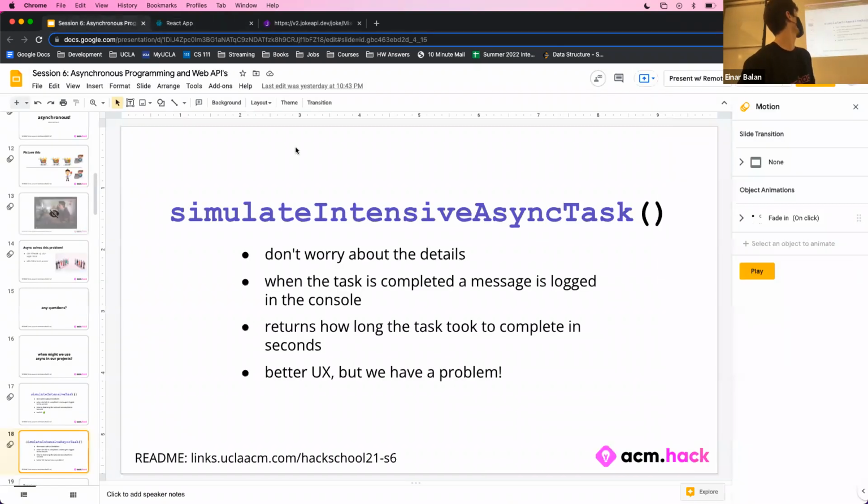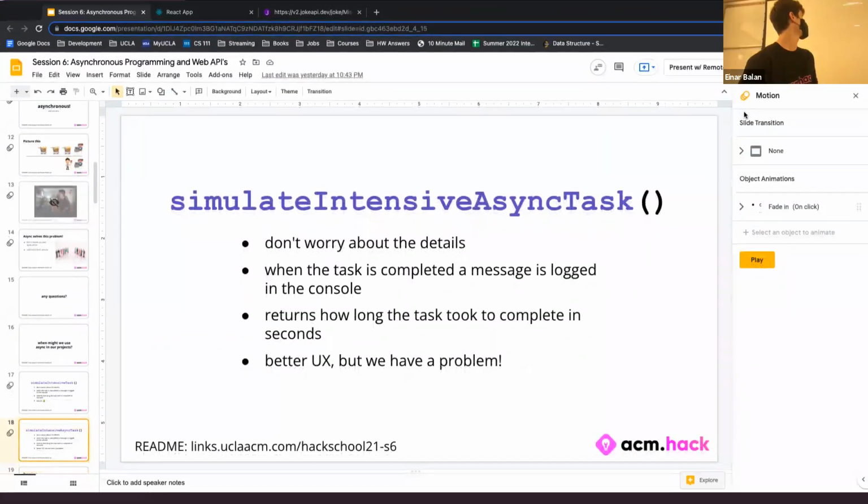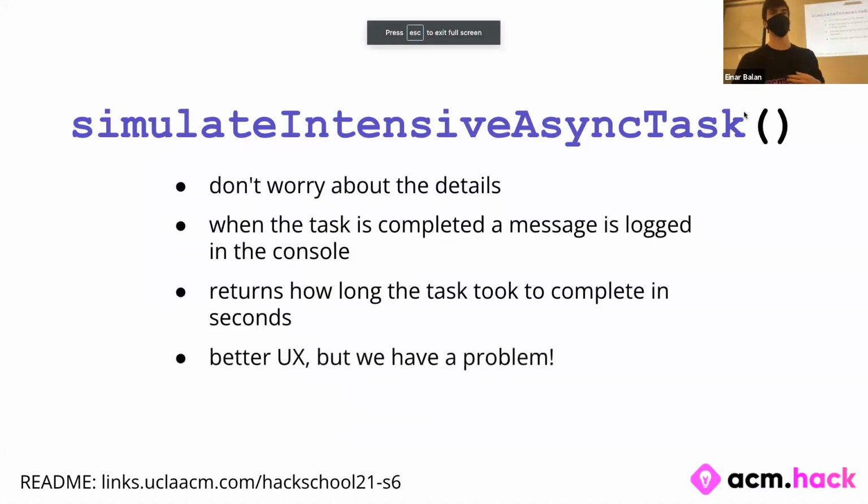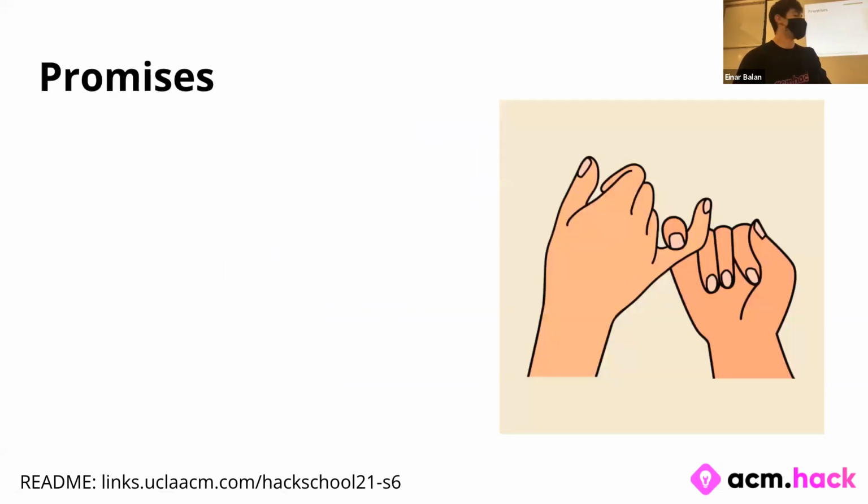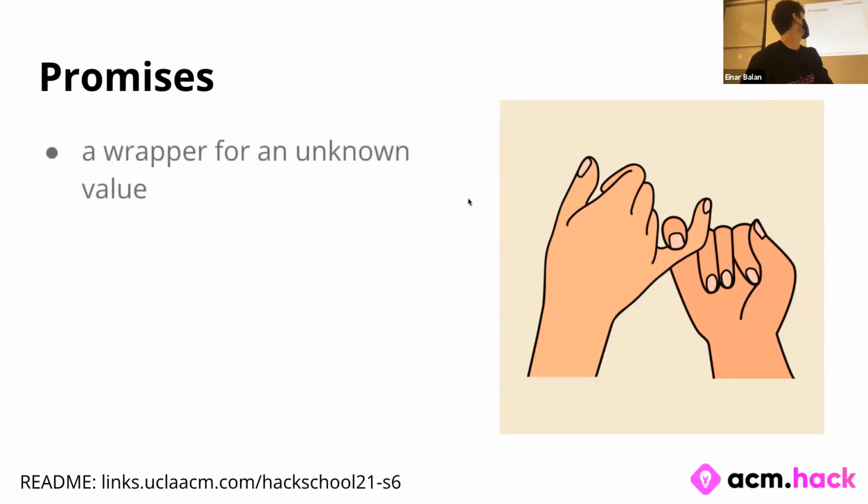Let's take a look back at the slides. Okay, so you can see that we had a bit better UX, but we do have a problem with that whole promise thing. So let's look into that a little bit more. Okay, so what is a promise? Basically, it's just a wrapper for some value that's unknown at the time when the promise is created, right? So in the previous example, when we log the number of seconds, we don't yet know how long the task took to complete, right? So the seconds variable has to be a promise at the time when the button is clicked, right?